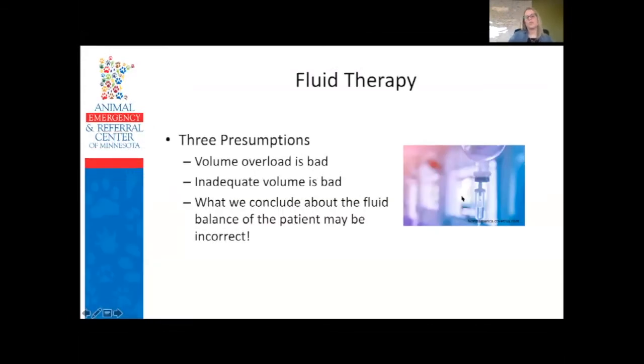So when we're thinking about fluid therapy, one of my mentors during residency liked to say there's three presumptions about fluid therapy. The first is that volume overload is bad. The second being inadequate volume is bad. And the third being what we conclude about the fluid balance of the patient may actually be incorrect. And I would look at her and say, well, that's clear as mud. Like, what do I do with that information? And basically the takeaway from her statement was that you need to think about what you're doing and have a very clear goal-directed approach to treating your patient, whether it's with fluid therapy or with anything else.